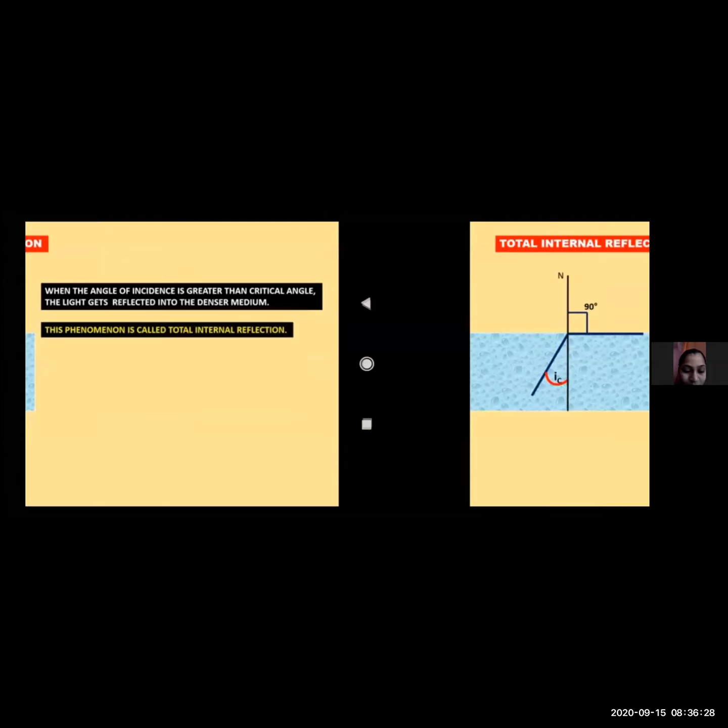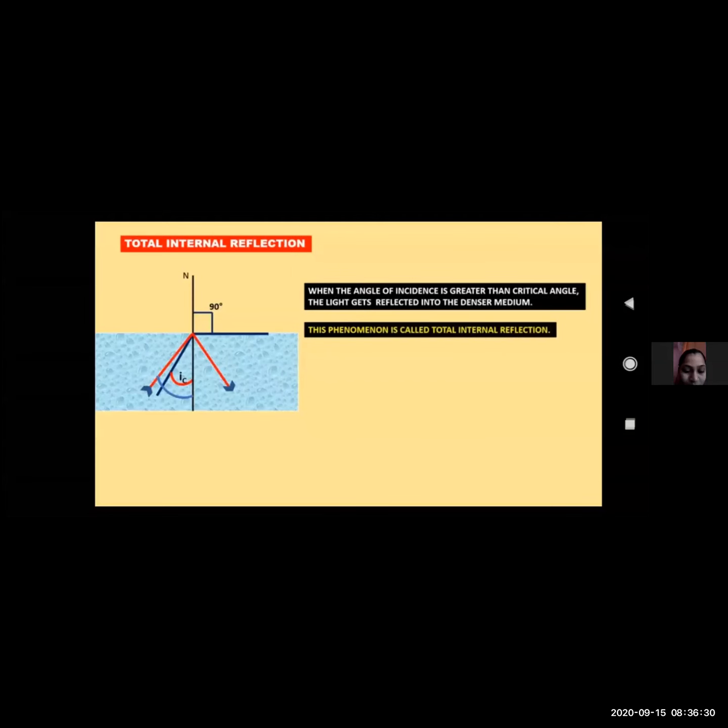Now, in the same diagram, see the red colored incident ray. That angle is greater than IC. Angle of incidence is greater than critical angle. Now follow the red color. The red light is not refracted, it is reflected, and enters the same medium.